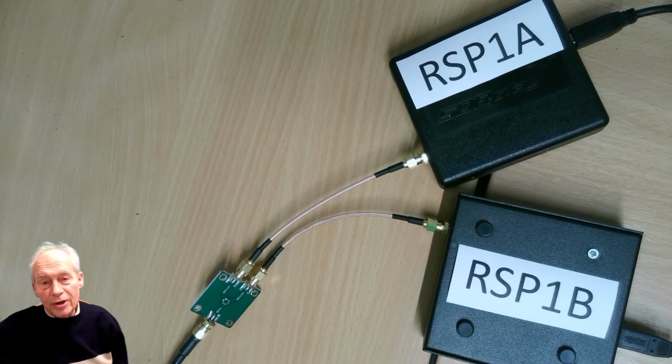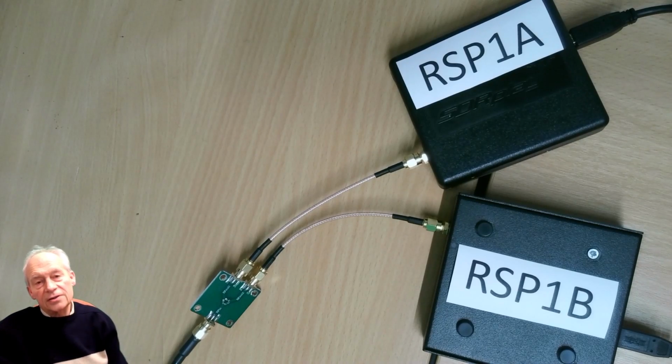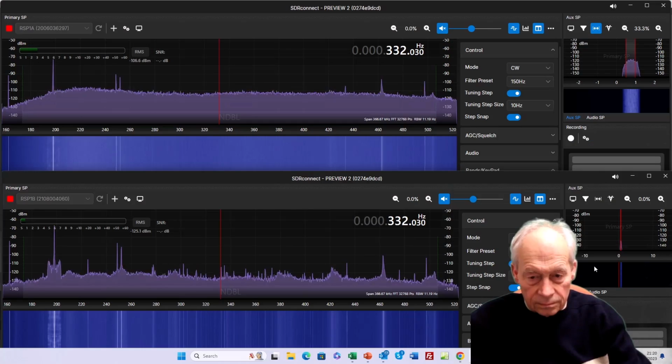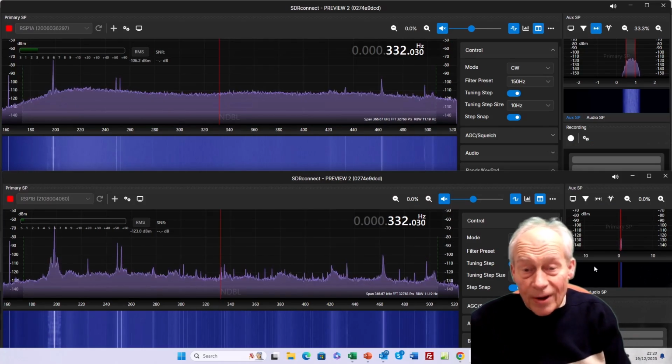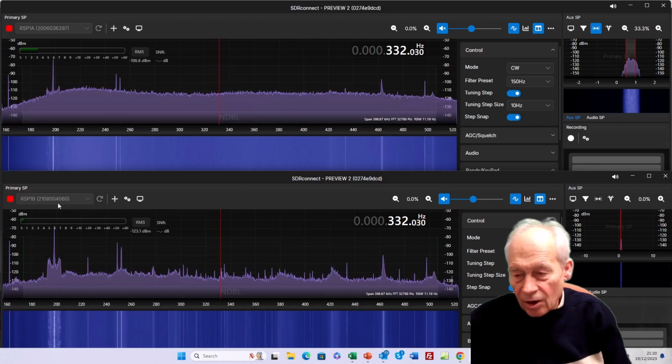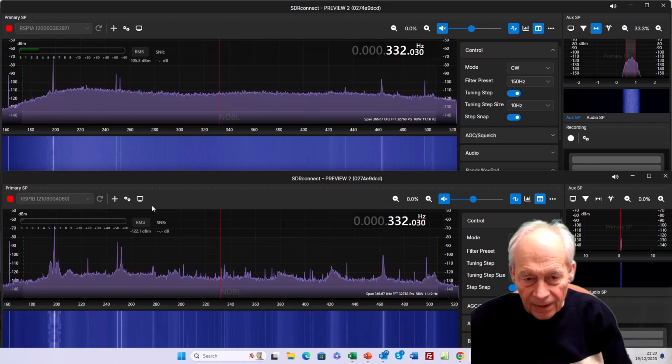For this comparison, we're using a wire antenna. It's actually a G5RV at some 20 meters high. And then we're splitting it between an RSP1A and an RSP1B. I'm running two instances of SDR Connect. At the top is the RSP1A, and below that the RSP1B, running on a Windows 11 desktop PC.